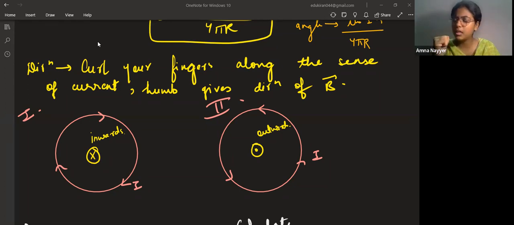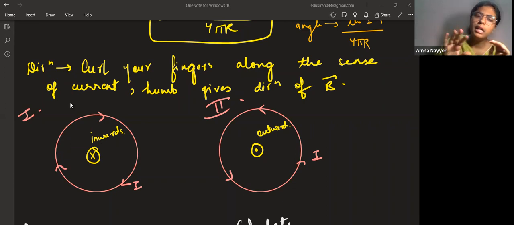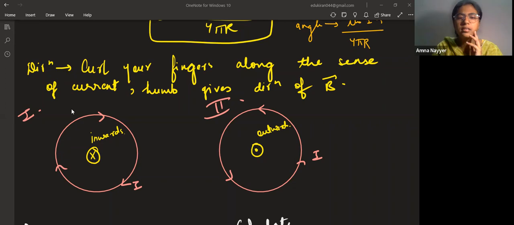So you have to curl the fingers along the sense of current. If we look at the first figure, all of you look here, try this along with me. The current's direction is clockwise. So I have to choose the direction as clockwise, like this. This is clockwise, and the thumb is pointing towards the screen, that is, inwards. So this is how we choose the direction for a circular wire.